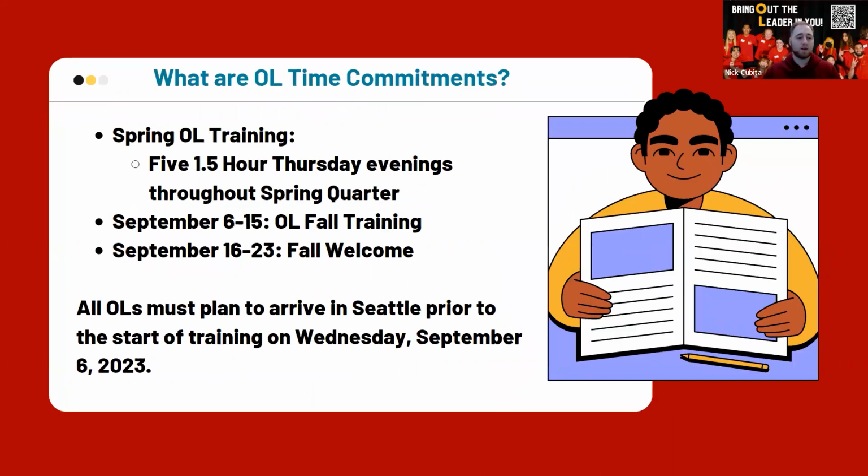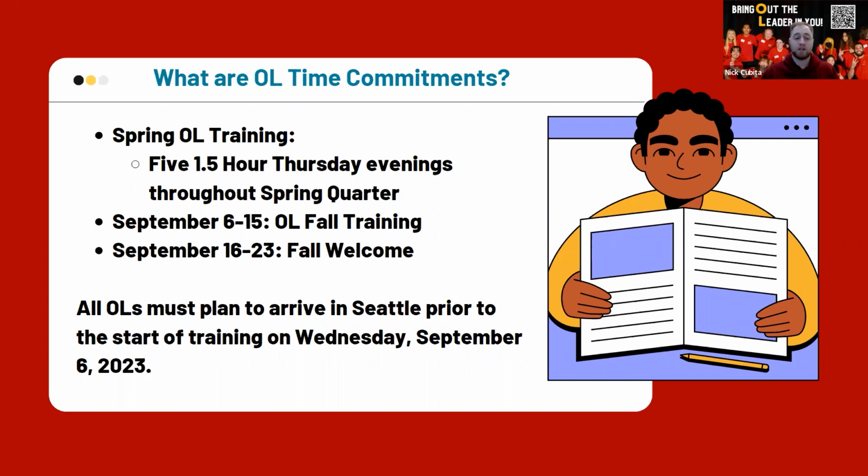Some of the OL time commitments are on here. So spring OL training, we have 5 sessions on Thursday evenings. They're an hour and a half each. Those specific dates are in the orientation leader position description that you could find on our website on the leadership opportunities page. You can also find those dates listed in the Handshake application where you're going to go on Handshake and apply for the job.